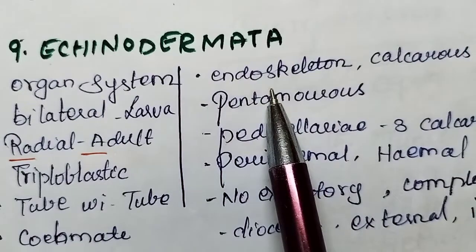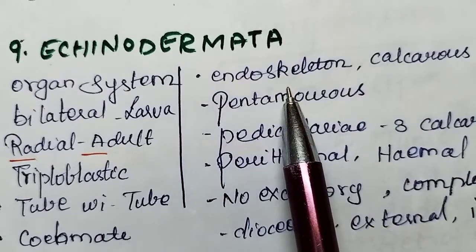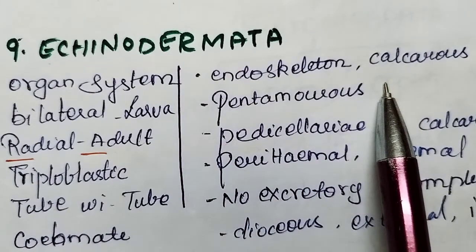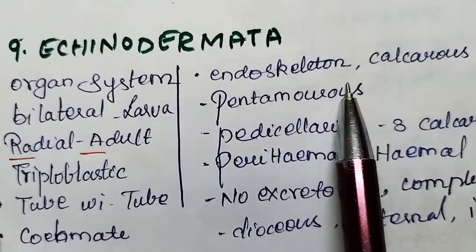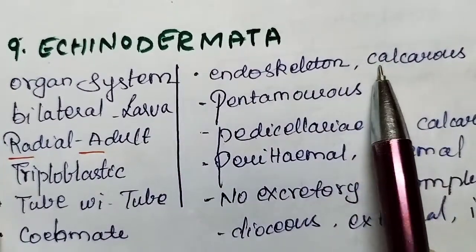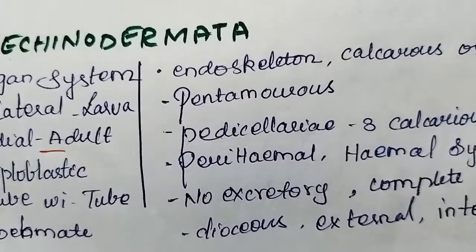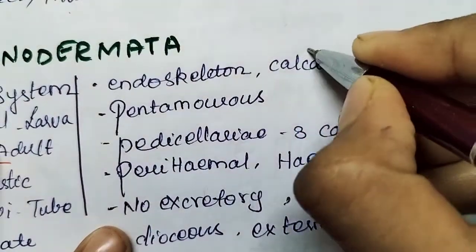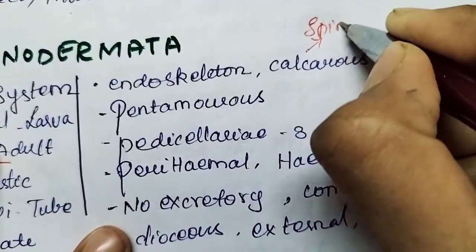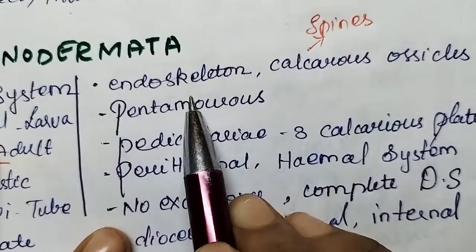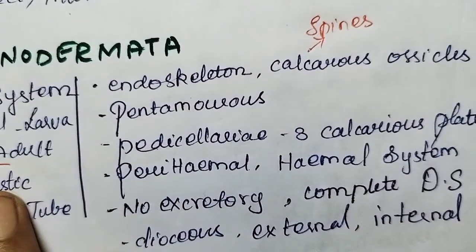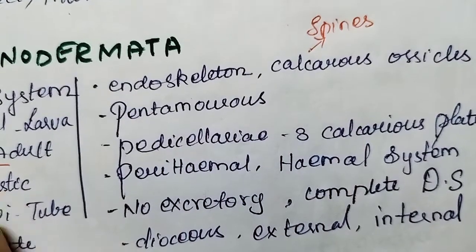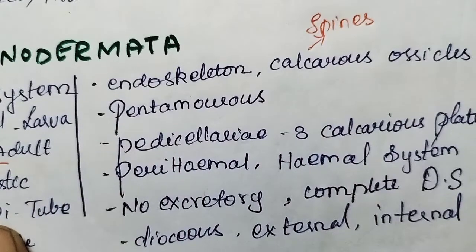They have an endoskeleton of calcareous ossicles embedded in the skin. The calcareous ossicles form the spines on the skin. They are pentamerous life forms, that is, mostly they have five body parts, meaning five parts of their body.